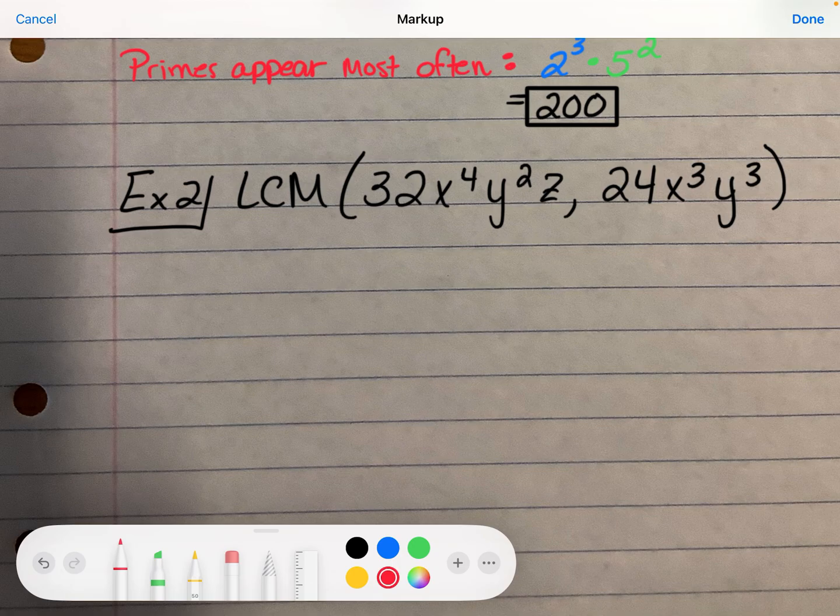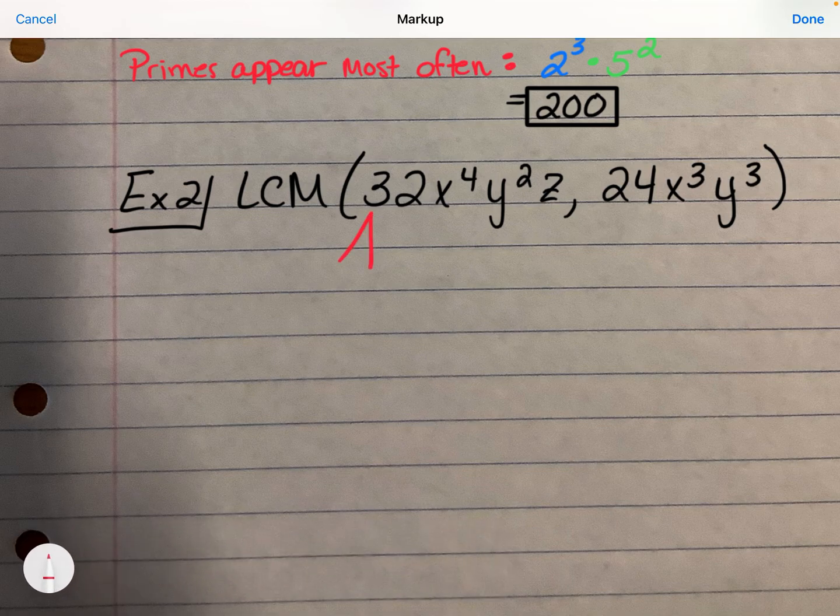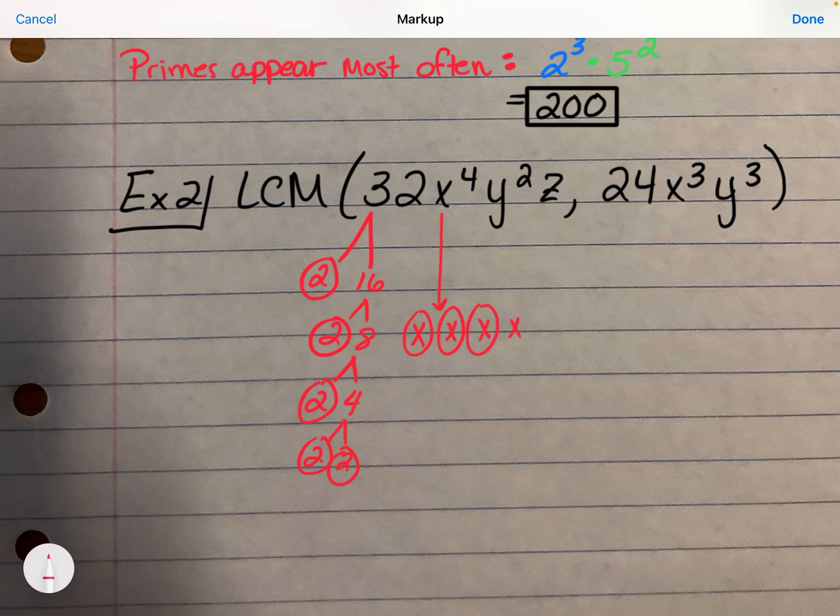So I'm going to take 32 x to the 4th y squared z. 32 is 2 times 16, or you can do 4 times 8. 16 is 2 times 8, or you can do 4 times 4. 8 is 2 times 4, and 4 is 2 times 2. X to the 4th, that's x times x times x times x. Y squared, that's y times y. And then z, there's just one of them.